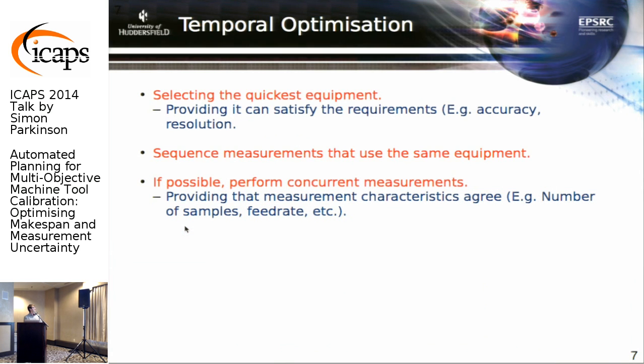Temporal optimization can be achieved by selecting equipment, providing that it can satisfy the requirements. It's okay saying I'll use this piece of instrumentation for every measurement, but if it can't meet the criteria the manufacturer wants, then it's not viable. Then, sequencing the measurements so they use the same instrumentation. Like I was saying about the laser on the linear axis, you'd want to sequence them together if possible, so you're not setting the laser up to measure one error, taking it away from the machine, doing something else and bringing it back; that just doesn't make sense. And if possible, perform concurrent measurements.